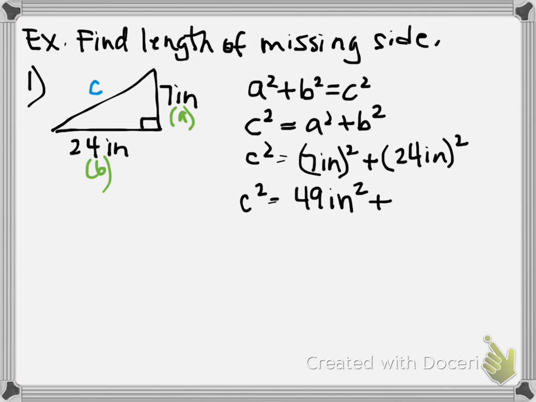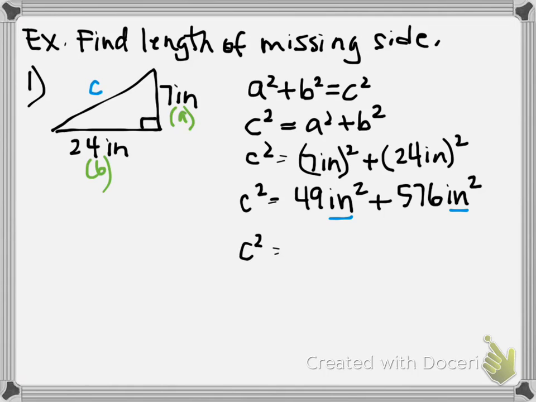Now, does anyone know what 24 squared is? 576. Okay, 576. Very good. Sometimes we see things so often that we just memorize them. And again, inches squared is going to give us square inches. So notice that the labels match over here. I have square inches and I have square inches, which means I have like terms. So I can actually add those together.